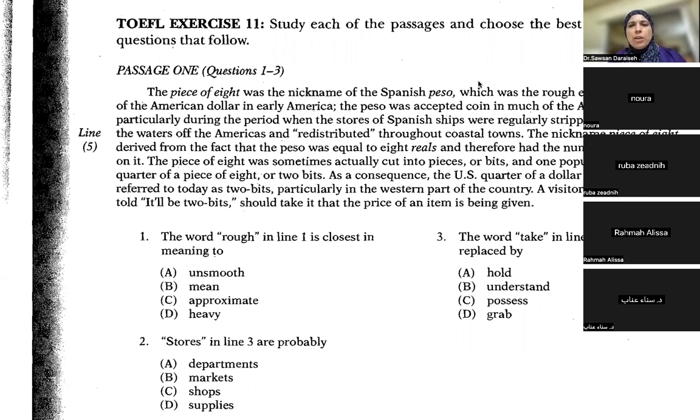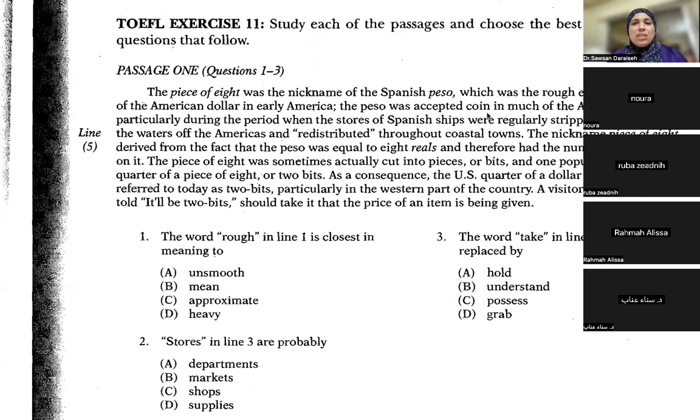It's a kind of Spanish coin, which was the rough equivalent of the American dollar. So the peso, or the piece of 8, was the rough equivalent, like a dollar, like a dinar, okay, in early America. That was when America was a younger country. The peso was an accepted coin in much of the Americas, all right? That's what I would say.